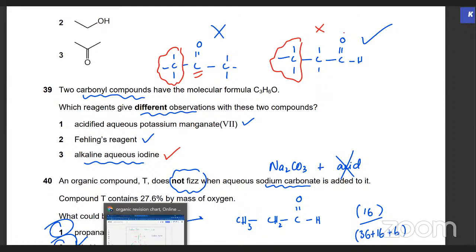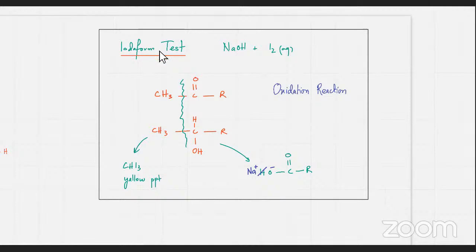Both of them are going to give you different observations. The iodoform test, remember this, only happens for a methyl that's right next to a C=O, or a methyl that's right next to a CHOH.